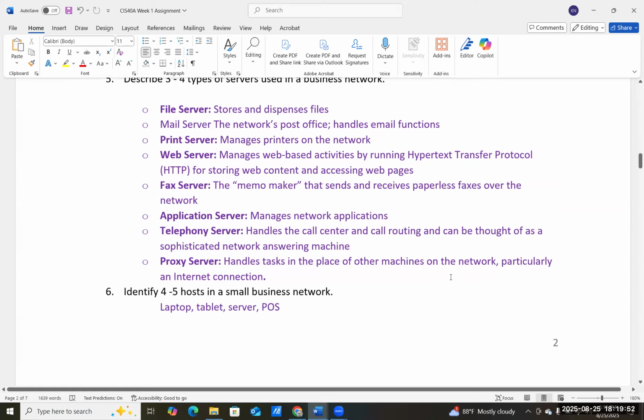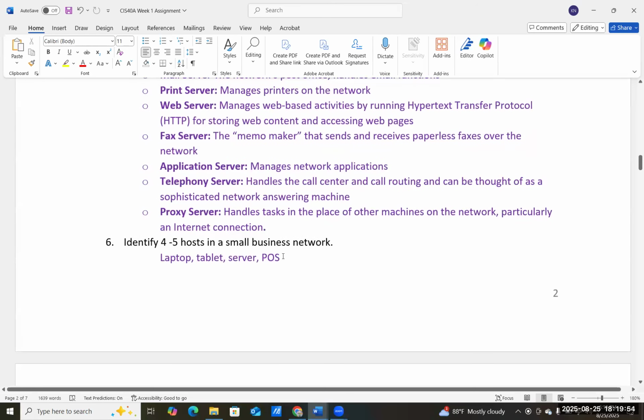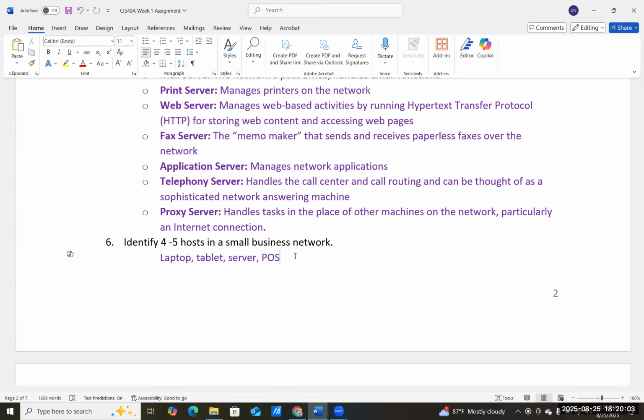Okay, so let's talk about hosts. You can have a laptop, tablet, server, or point of sale system. POS stands for point of sale system, like when you put your credit card in. A sales terminal can also be a host if you go to a grocery store.